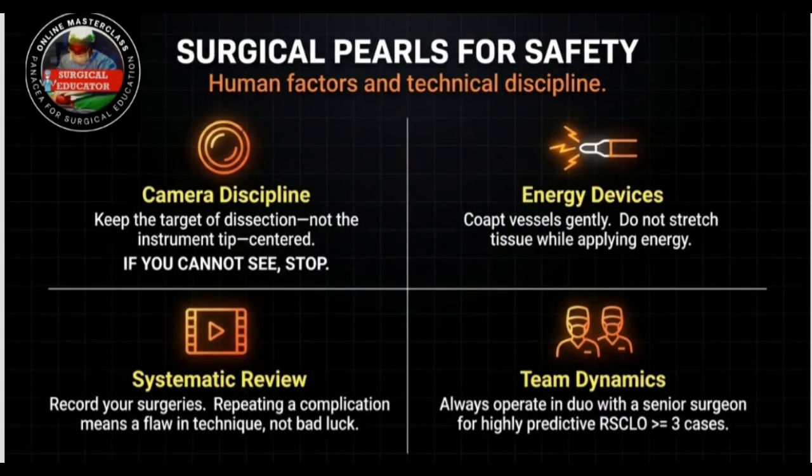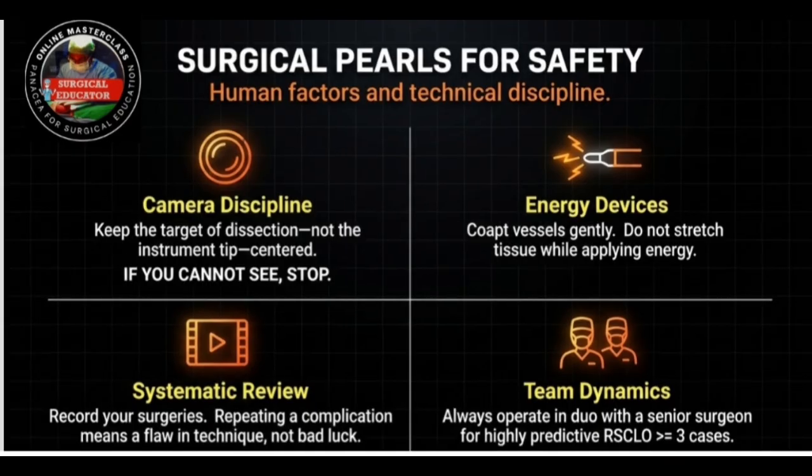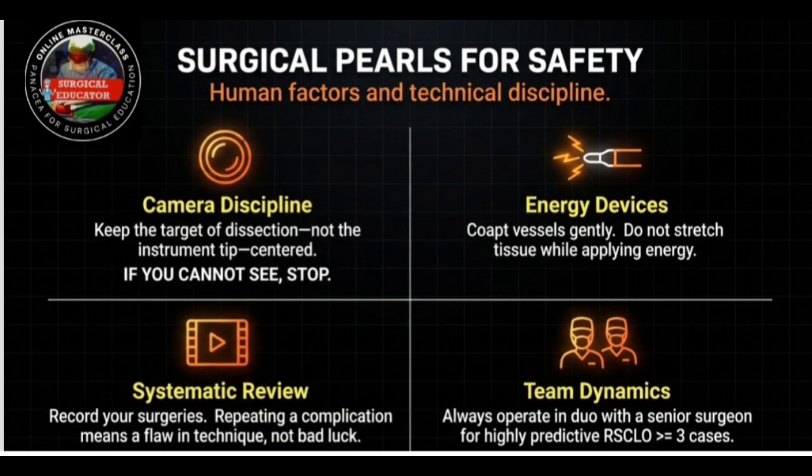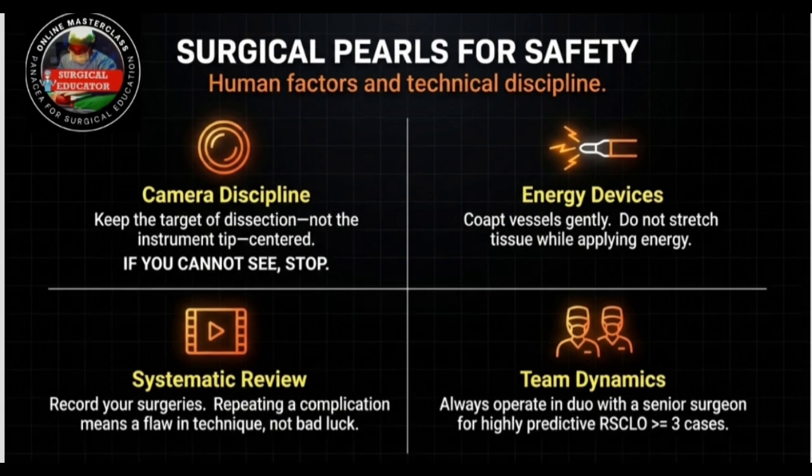If you pull tissue tight like a rubber band, you create tension. Apply heat, and that thermal energy races down the tension fibers like electricity down a wire. You might cook the common bile duct resting 3 millimeters away. Wow, just from pulling it too tight. Exactly. The duct wall dies, falls apart a week later, massive bile leak. Gentle coaptation keeps energy localized.